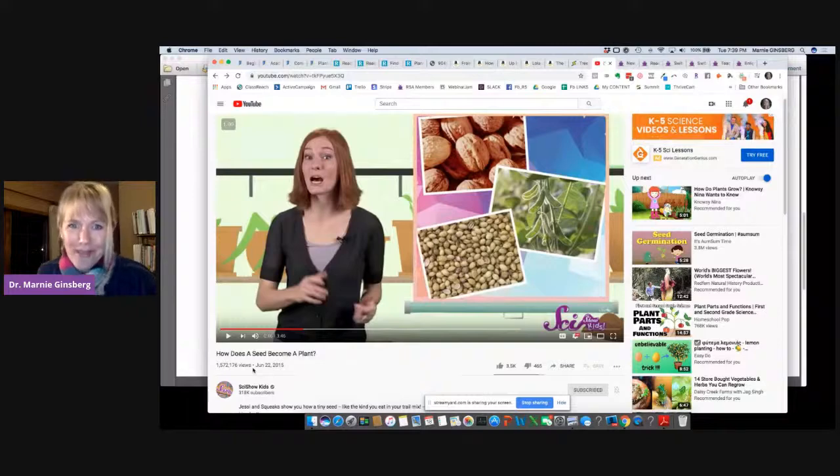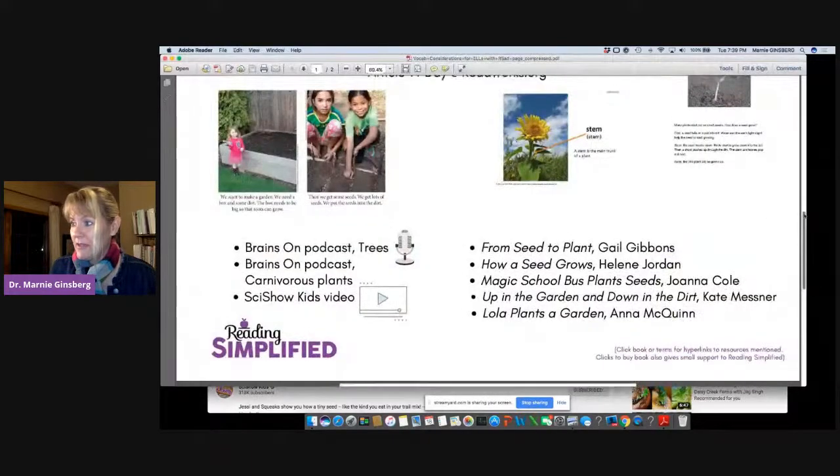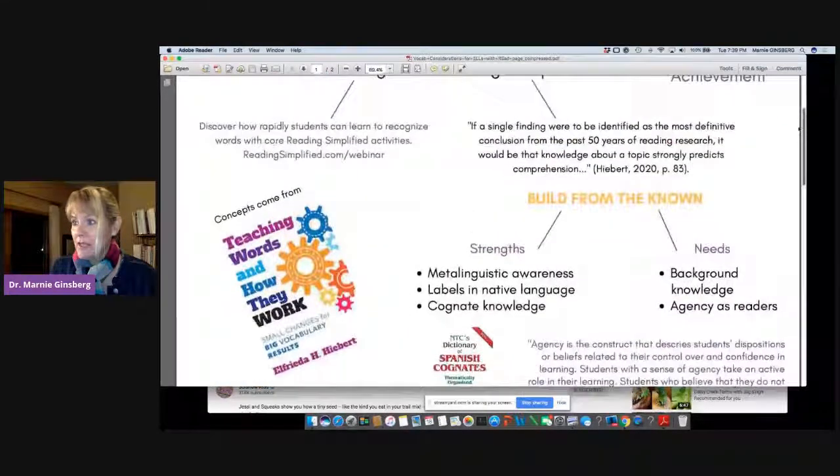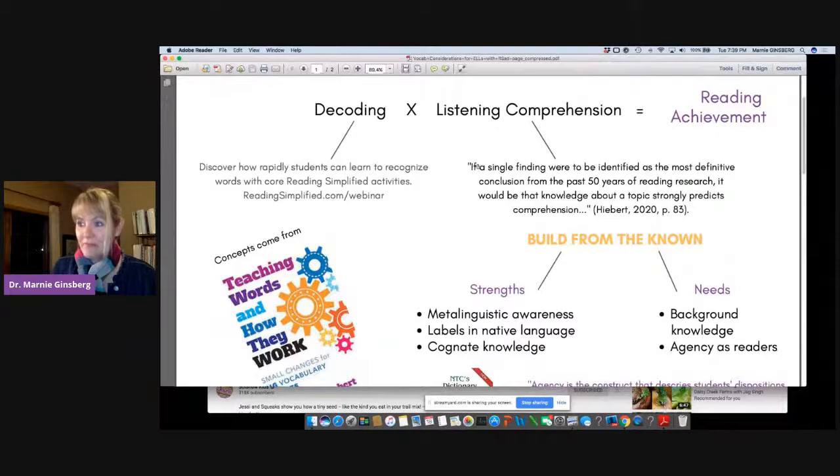And if you're not, you should be, because we've been talking about Freddie's point here, that if a single finding were to be identified as the most definitive conclusion from the past 50 years of reading research, it would be that knowledge about a topic strongly predicts comprehension. So we've got to give our kids the vocabulary of science and social studies and art and music so that they can comprehend for the tests, but also just for things in general in life.